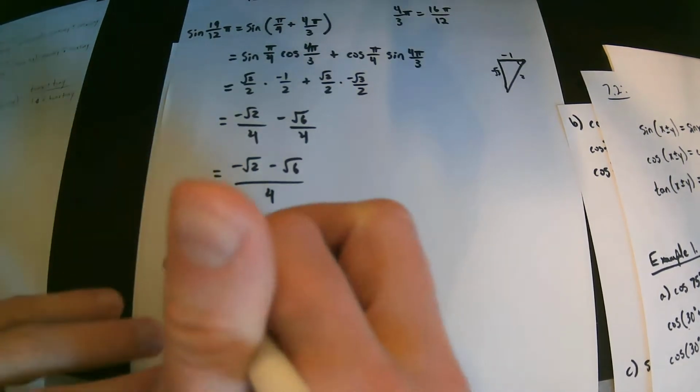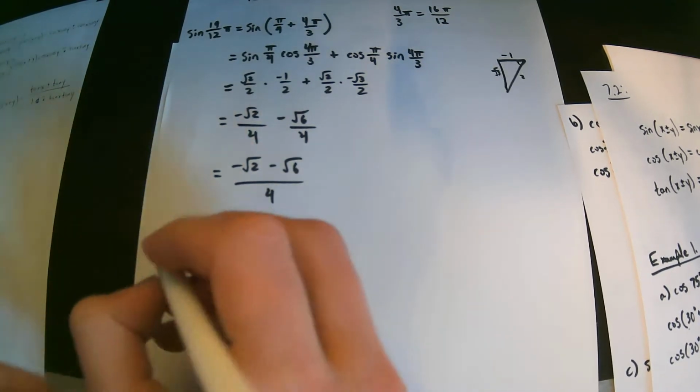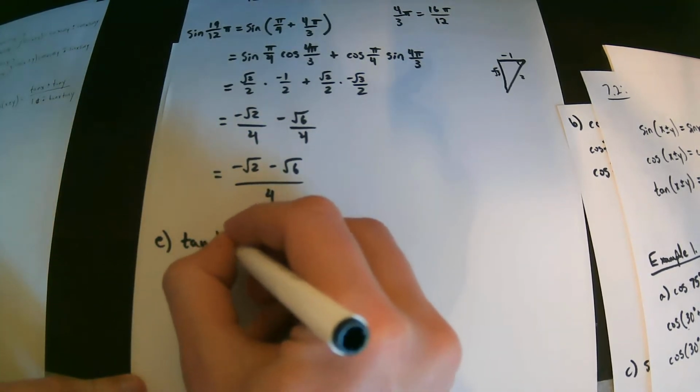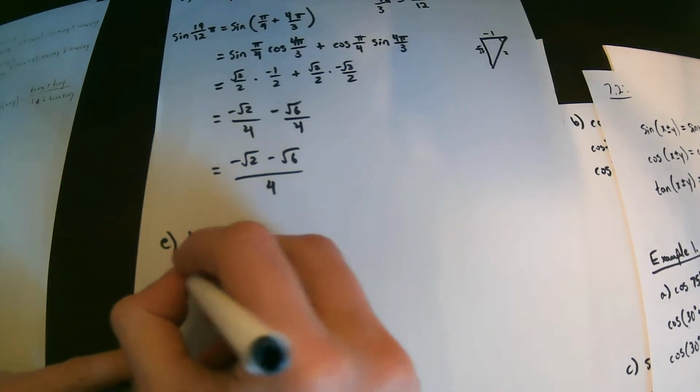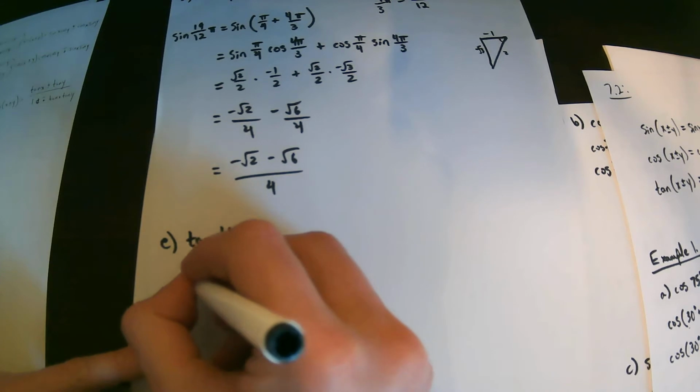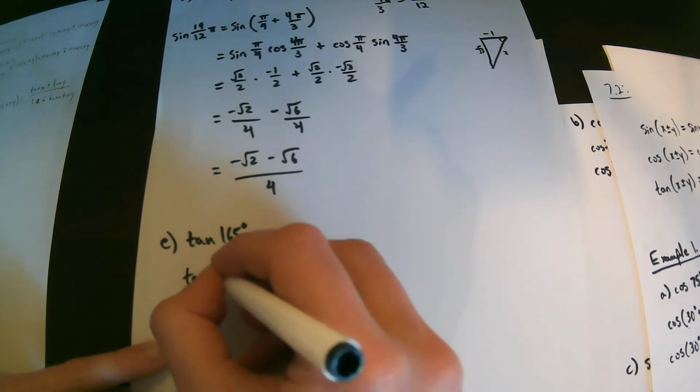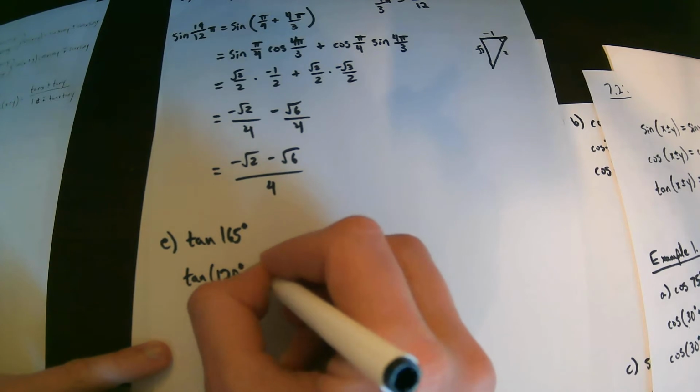Okay, one more with tangent. How about tangent of 165 degrees? So I need to think of how to write 165 degrees. I could say maybe 180 and 15, taking 15 away from 180, but 15 is not a special angle. So I could do 120 and 45 and write them as a sum, and I think that's going to be a good idea. So I'm going to say tangent of, what did I say, 120 degrees plus 45 degrees.